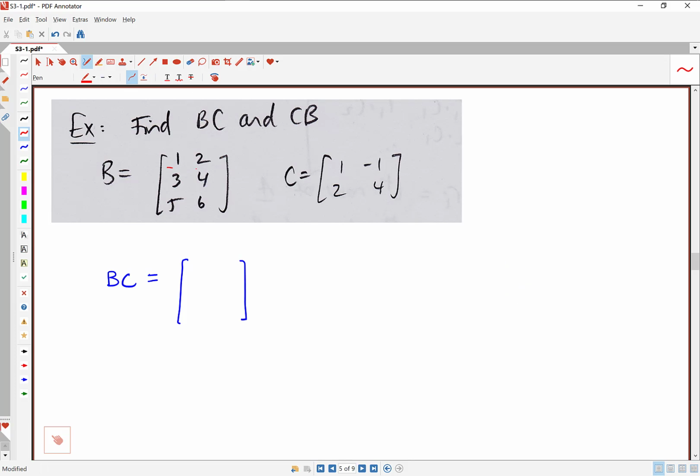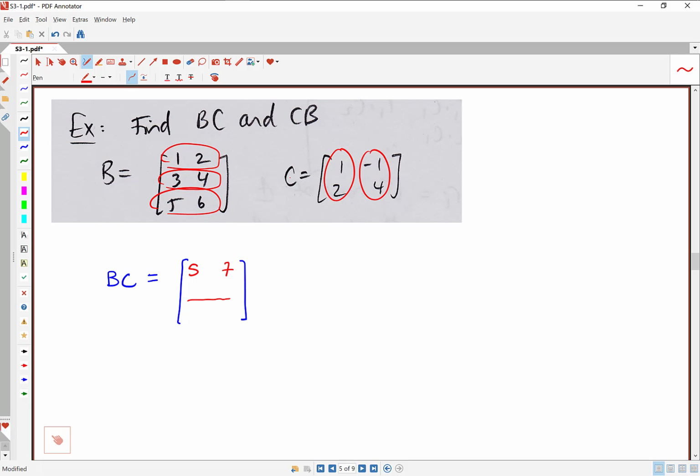And we're going to circle the rows of the first matrix and the columns of the second matrix, and we'll form our dot products. So I'm going to take this first row 1, 2, and I'm going to dot it with the various columns. So with the first column, we get 1 plus 4 is 5. With the second column, -1 plus 8 is 7. Okay, then grab the second row of B. That's going to fill in the second row of our product.